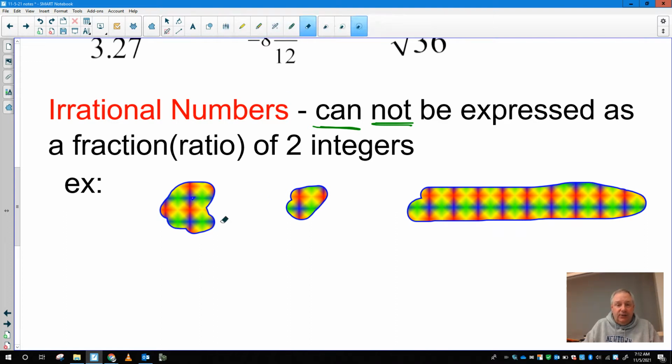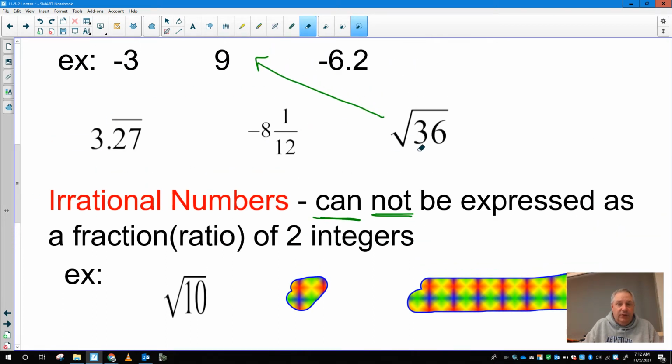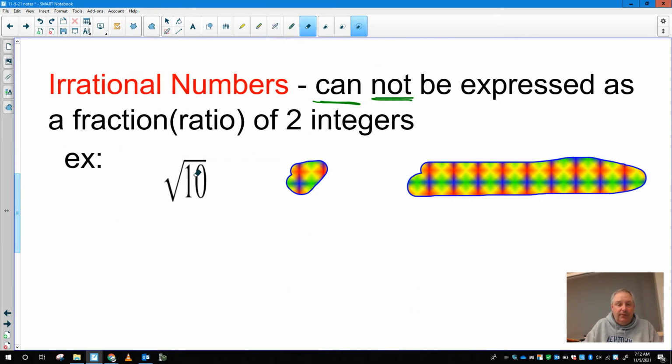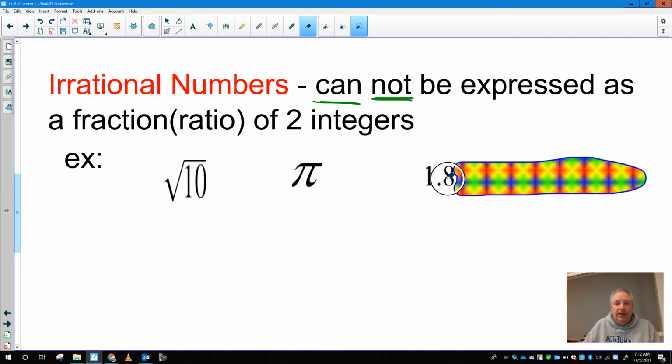Examples of irrational, I think we talked about some of these, would be a square root that's not a perfect square. The square root of 36 is a perfect square. You can write that as 6, which can turn into a fraction. A number that's not one of those perfect squares is irrational. Pi, I believe we did talk about, that would be irrational. You cannot write that as a fraction. And the other type would be a decimal that goes on forever but does not repeat. If it goes on forever but does not repeat, that would be irrational.